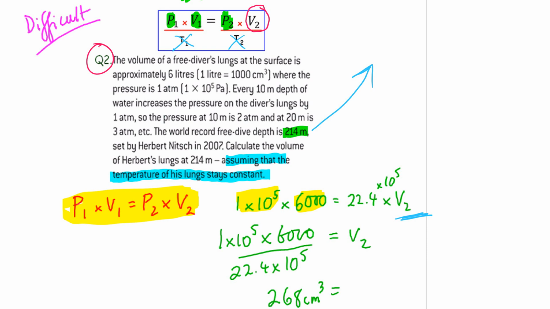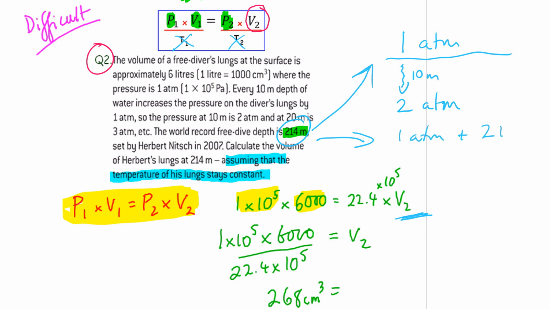At the surface, atmospheric pressure is 1 atmosphere. And then every 10 metres you go down, there's another atmosphere of pressure. So it's 2 atmospheres here. And if you go on to 214 metres, then you've got 1 atmosphere plus 21.4 atmospheres of pressure. And that equals 22.4 atmospheres of pressure. But of course in pascals, that's 22.4 times 10 to the 5 pascals. That is how I have got this number here.